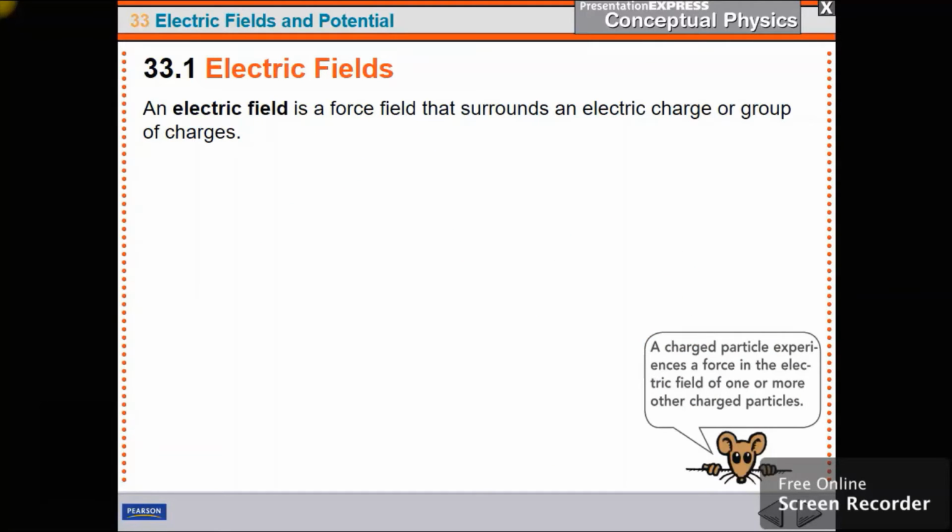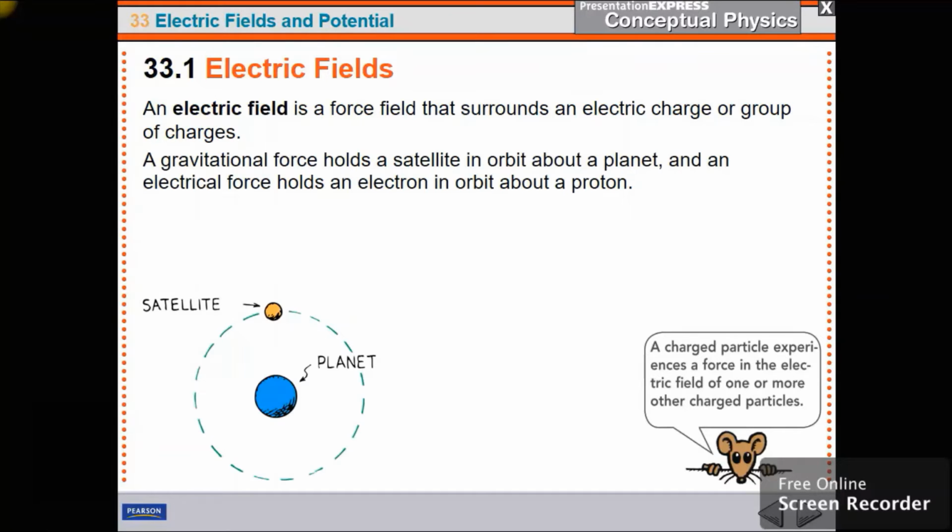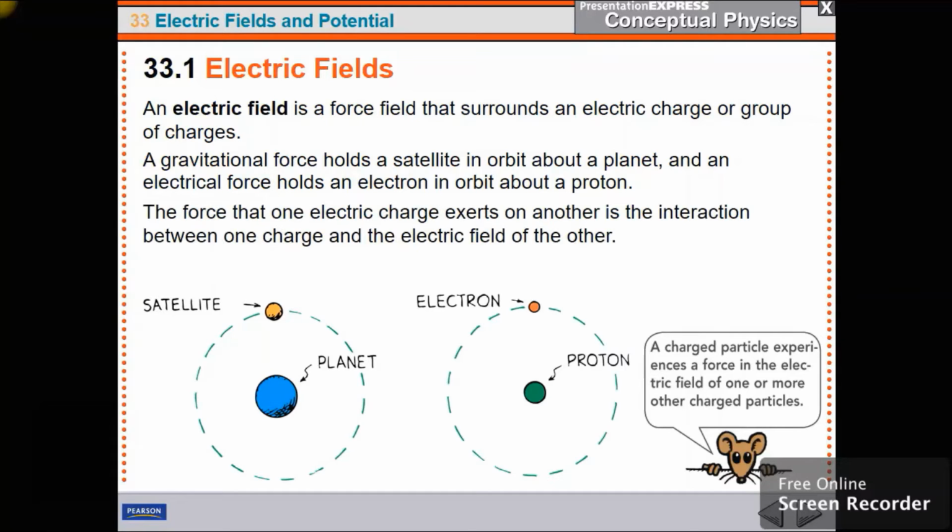An electric field is a force field that surrounds an electric charge, or a group of charges, not just one little positive charge, but coulombs of charge. A gravitational force holds a satellite in orbit around a planet, and an electrical force holds an electron in orbit around a proton. The force that one electric charge exerts on another is the interaction between one charge and the electric field of the other. So that's just explaining what the electric field is.